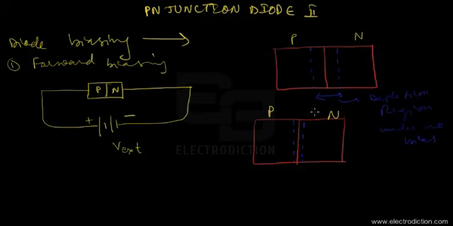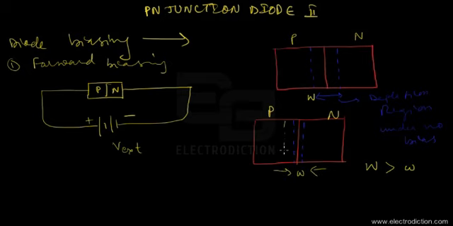So assume that the depletion region width in case of no bias condition is W, then under the forward bias condition the depletion region width becomes small w, where capital W is greater than small w, which means the width has decreased.